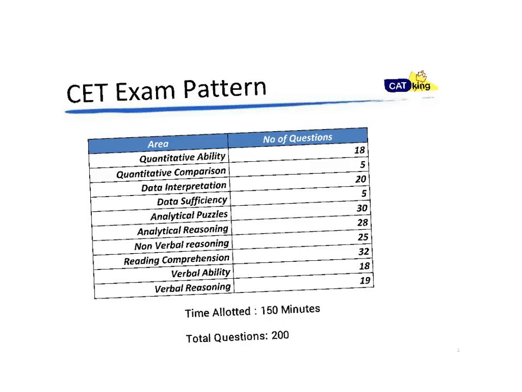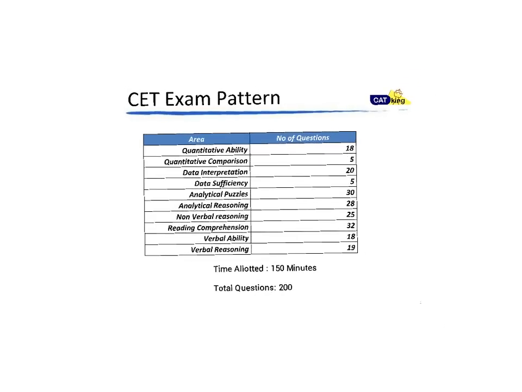Quantitative ability, number of questions 18. Comparison 5, data interpretation 20, data sufficiency 5, analytical puzzles 30, analytical reasoning 28, non-verbal reasoning 25, reading comprehension 32, verbal ability 18, verbal reasoning 19. The total number of questions becomes 200 and the time allotted is around 150 minutes. When we divide the number of questions by the time, we get approximately 45 seconds per question.